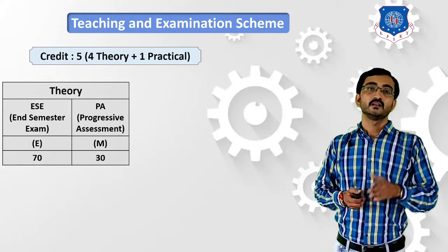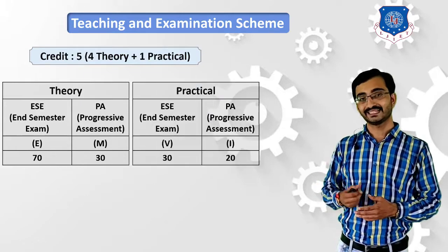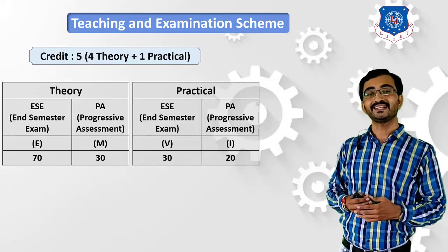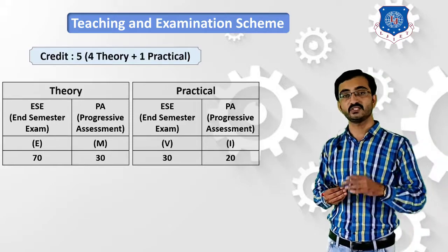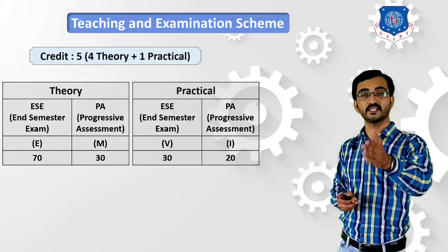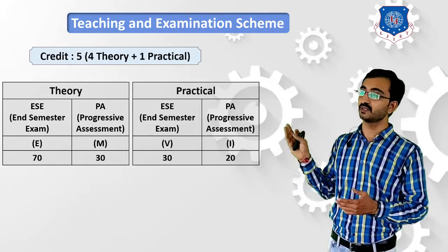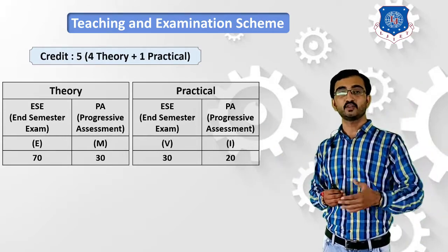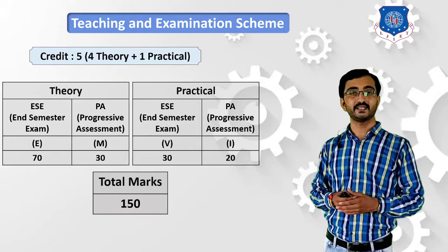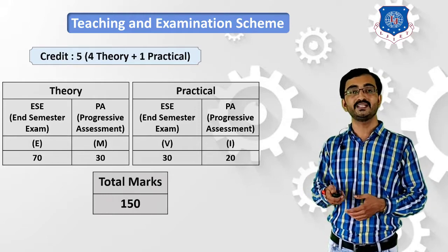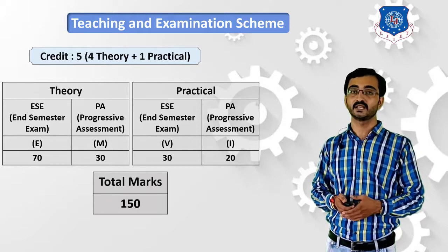The second phase of examination is the practical session. This practical session is of 50 marks, broken up into 2 parts: 30 marks for the end semester viva and 20 marks for progressive assessment. So 100 marks for the theory component and 50 marks for the practical component build up a total of 150 marks in this subject.